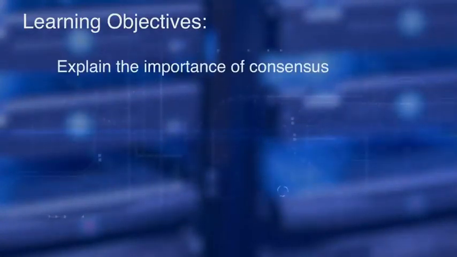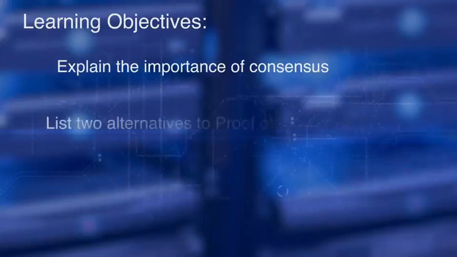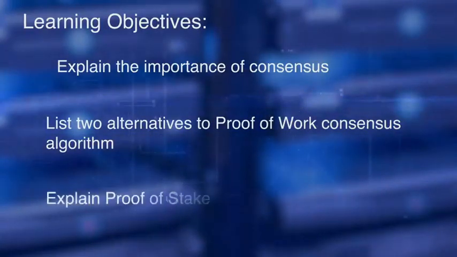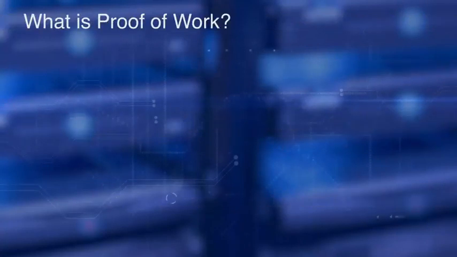We discussed the POW method and two alternatives. Our lesson goals include explaining the importance of consensus, listing two alternatives to proof of work consensus algorithm, and explaining proof of stake. What is proof of work?